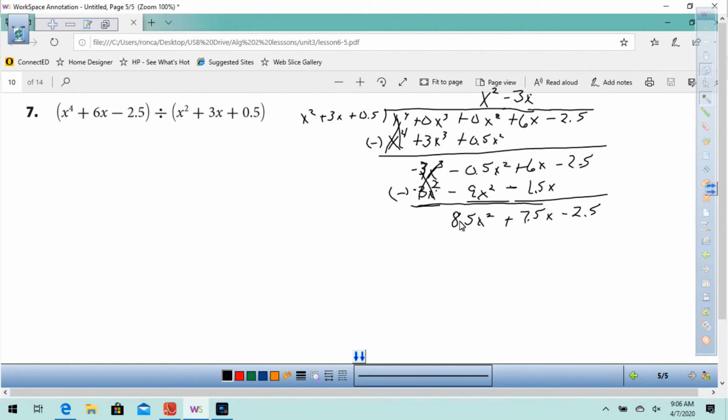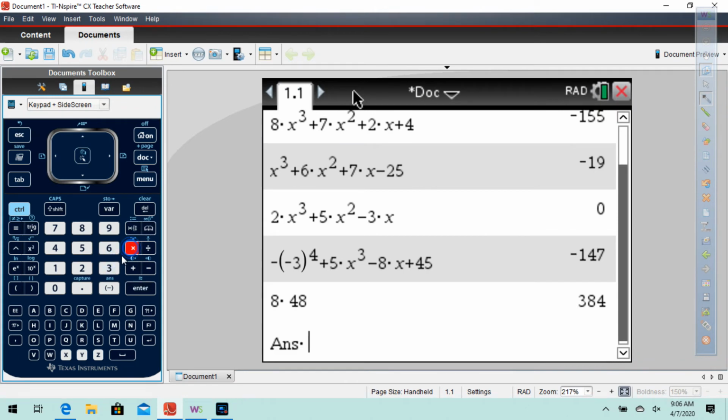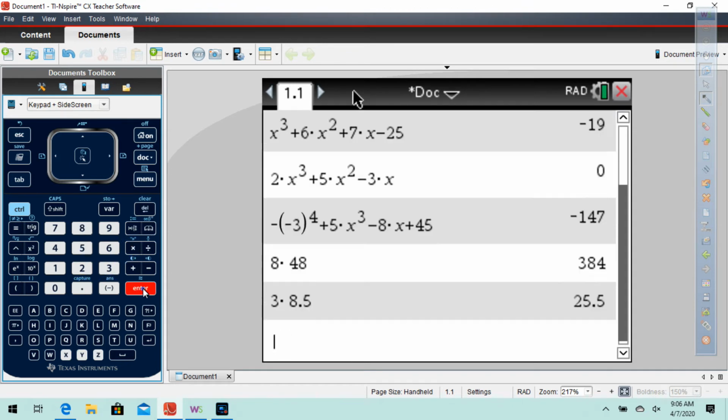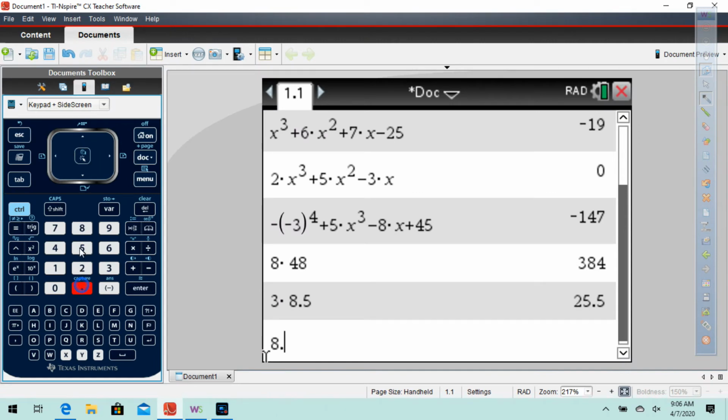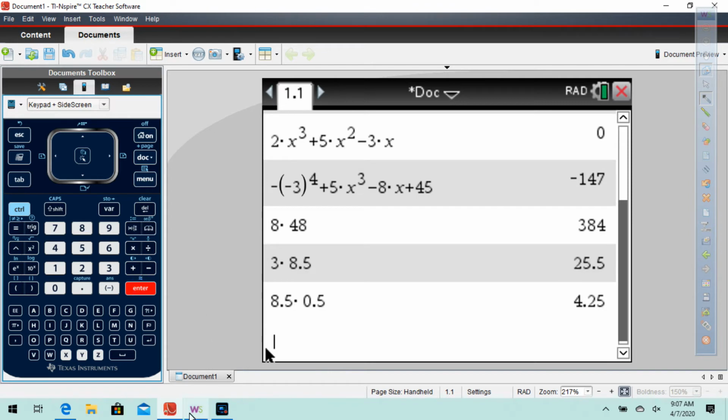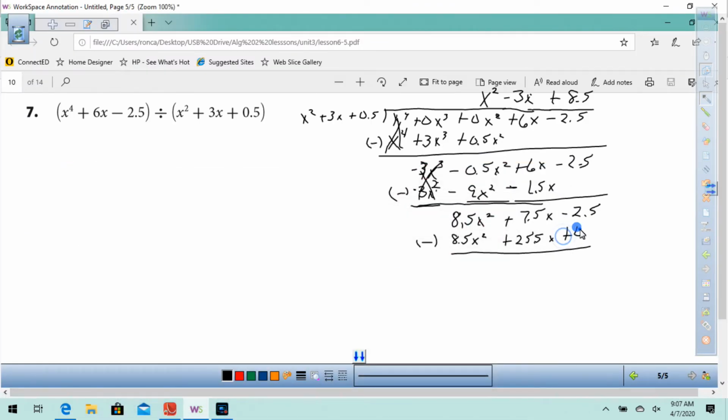Okay, so I need to make this, we're going to add 8.5. So we got 8.5x squared. 3 times 8.5 is 25.5. That's plus 25.5x. And then 8.5 times 0.5 will be 4 1/4. And so that's going to be plus 4.25.